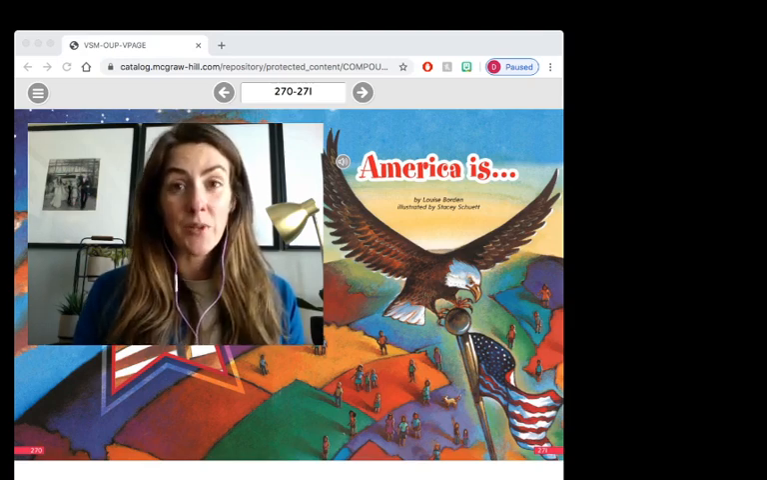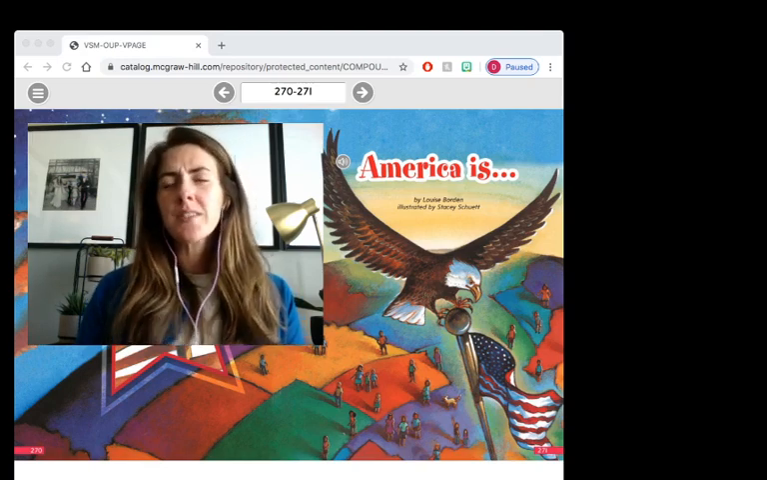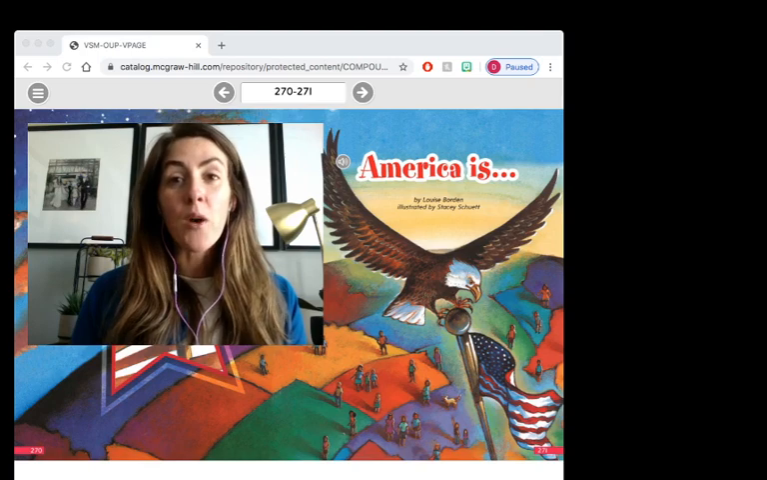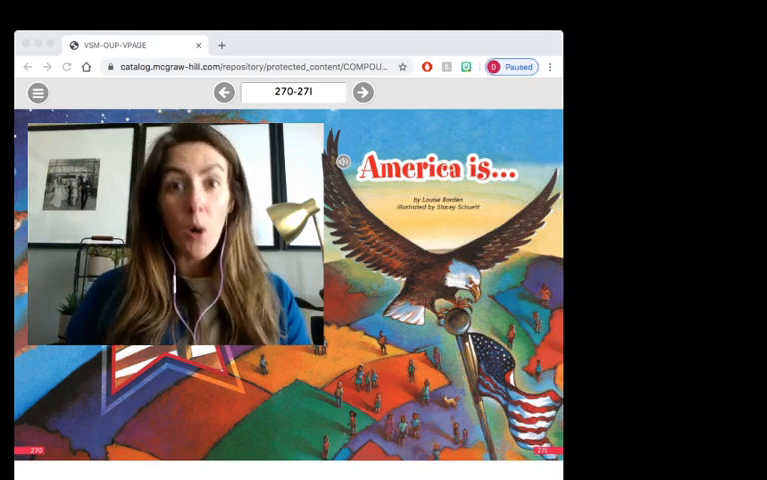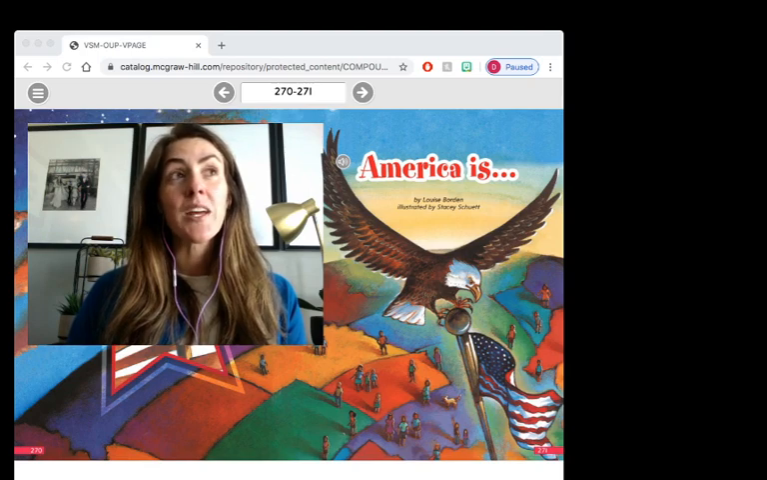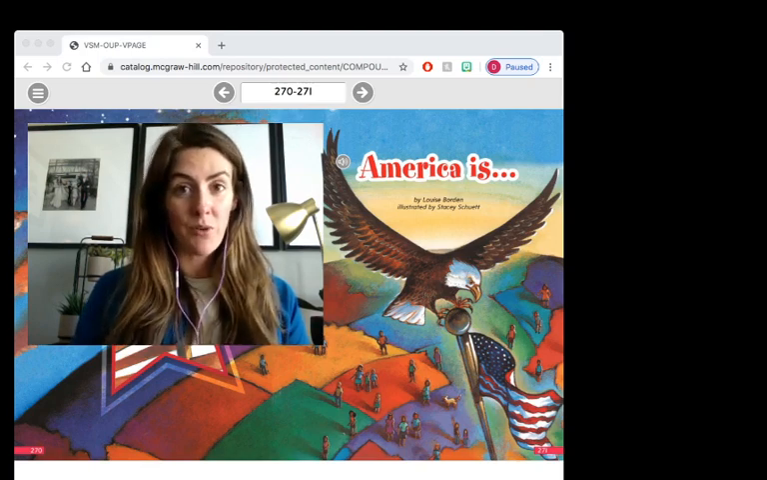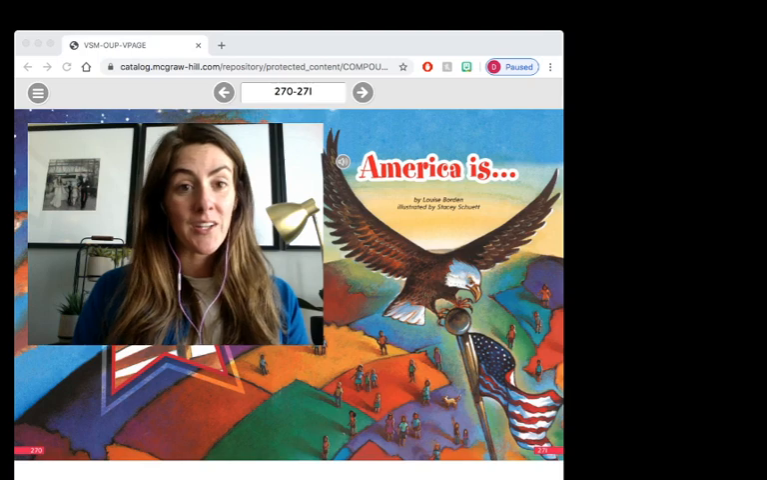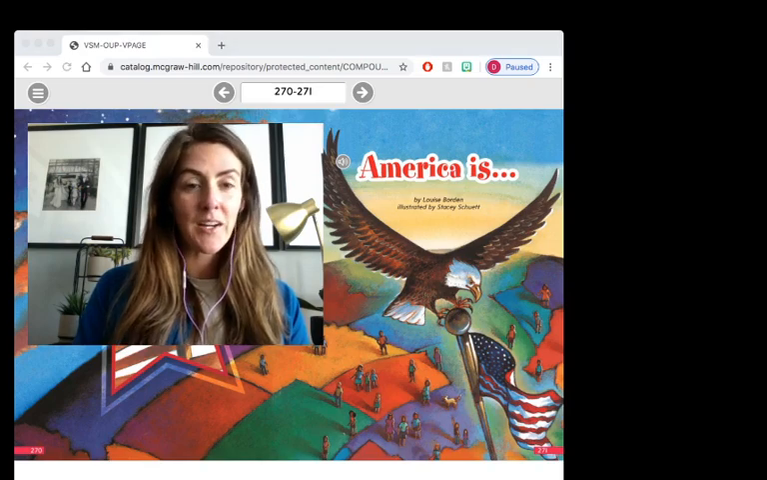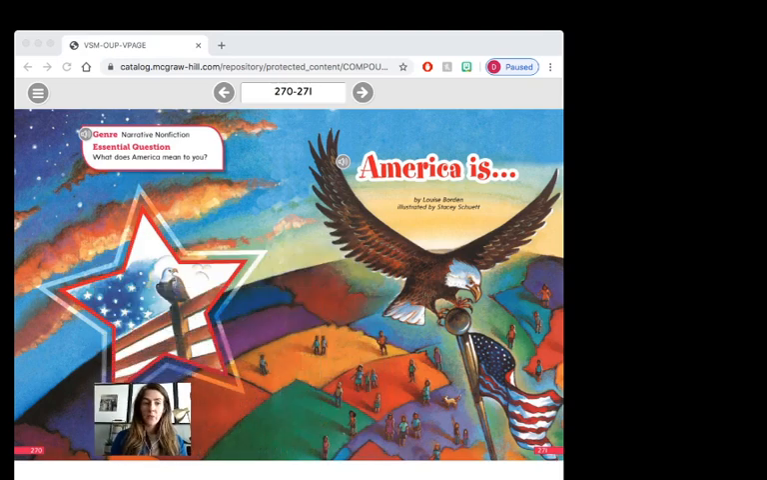The second strategy we're going to talk about today, those reading superhero strategies, is visualizing. So I want you to stop and visualize it. Visualize what is going on in this story. Because it's narrative nonfiction and this story is written in a poetry form, it's easy to see pictures in your mind, and that's exactly what visualizing is. So that's what I want you to focus on today as we read the story America Is. Very good. Are you ready to get started? All right, Miss Cheslock's going to get smaller and your story is going to get bigger, and we're going to get started. And I'll hang out right down here.